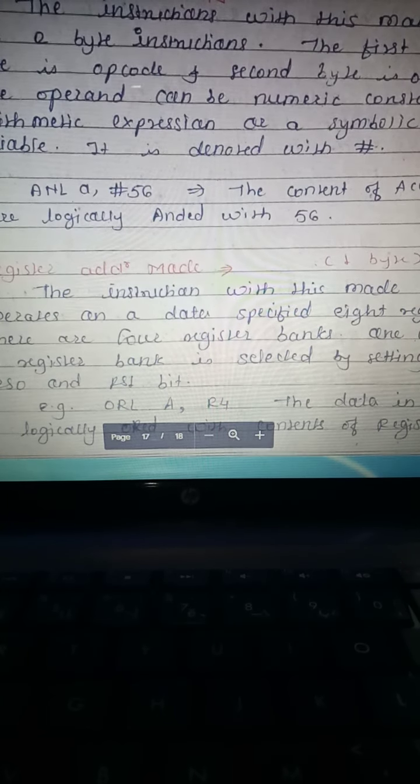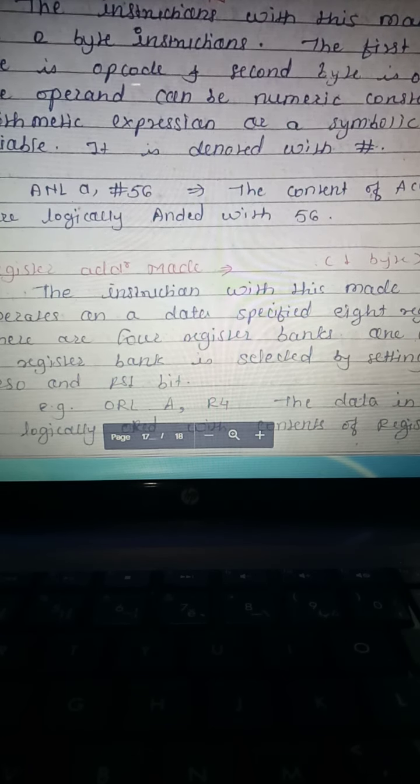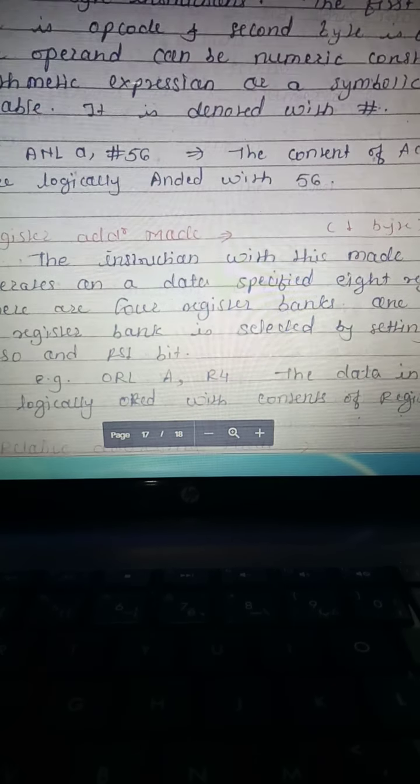Next is immediate addressing mode, which is 2 bytes in size. The instructions with this mode are 2 byte instructions. The first byte is the opcode and the second byte is the operand. The operand can be a numeric constant, arithmetic expression, or a symbolic variable, which is denoted by hash. An example is ANL A, #56. It means that the contents of the accumulator are logically ANDed with 56.